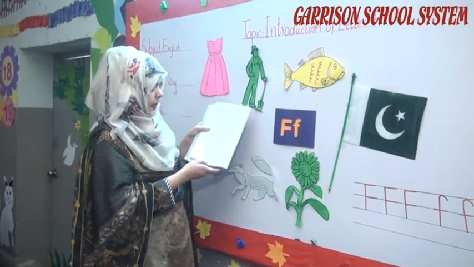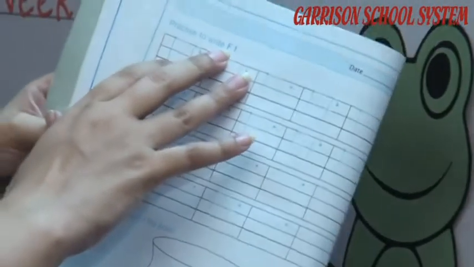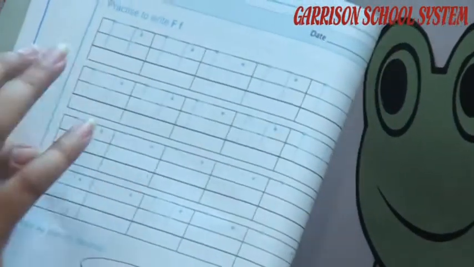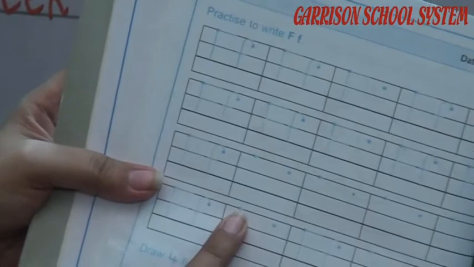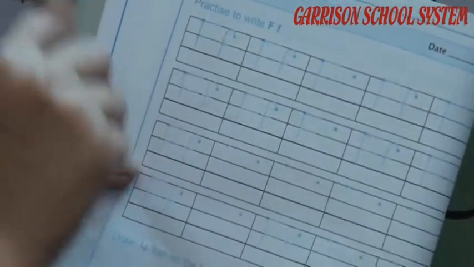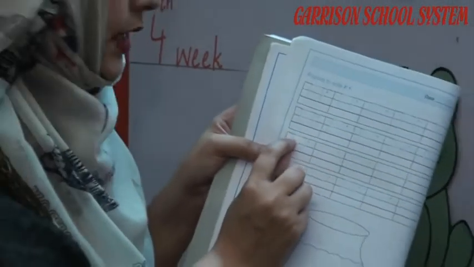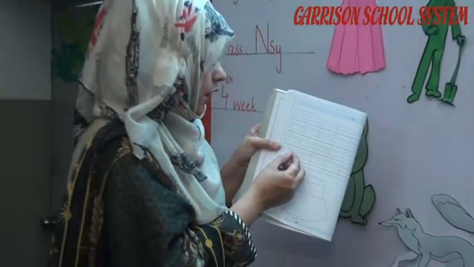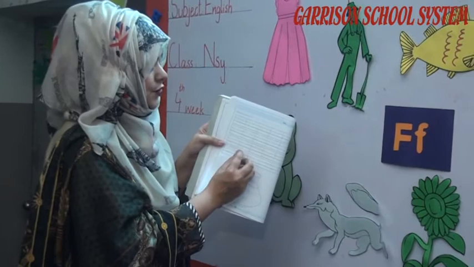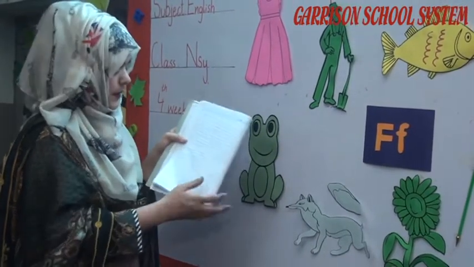Moving towards page number 28, you can see it's practice to write uppercase F and lowercase f. You have a lot of dotted lines and simple dots over here. The dotted line shows how to draw a standing pattern and how to close it with a slip pattern. And the dot shows where to start the standing pattern and where to close the slip pattern. So you are going to practice over here as well.